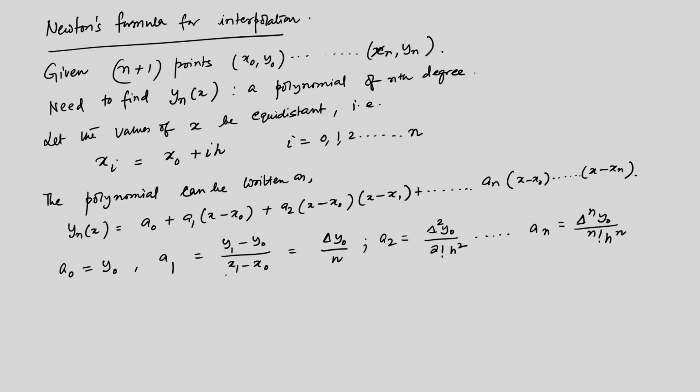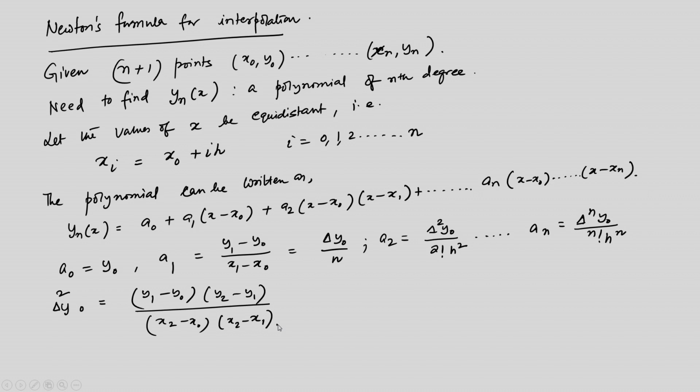Whereas, of course, delta is defined as follows. Delta square y_0 is equal to (y_1 minus y_0) and (y_2 minus y_1), divided by x_2 minus x_0, and similarly delta cube y_0 would be, y_0 should come right here.